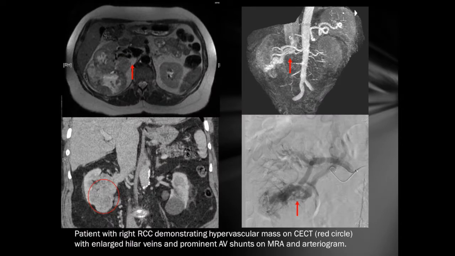This is a typical patient that we would get involved in. On top is an MR T2 weighted image of the kidney with a large heterogeneous renal mass. On both that and the coronal CTA images, you'll see these large draining hilar veins, large peritumoral draining veins. And on the MRA and conventional angiogram, you see prominent early draining veins, a very hypervascular mass with significant tumor vascularity, and AV shunting.